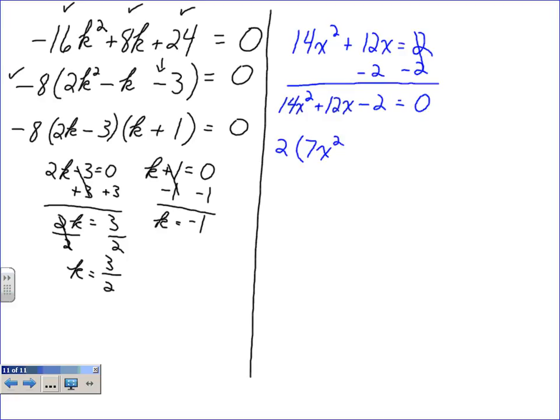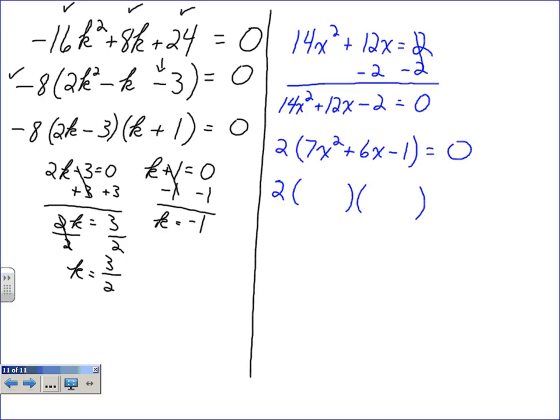Seven x squared, because 2 times 7x squared is 14x squared, plus 6x minus, and you need the 1 there. We have to have the 1, because 2 times negative 1 is negative 2. Now let's factor. Put your parentheses. I have a negative 1. That means the signs are going to be different.